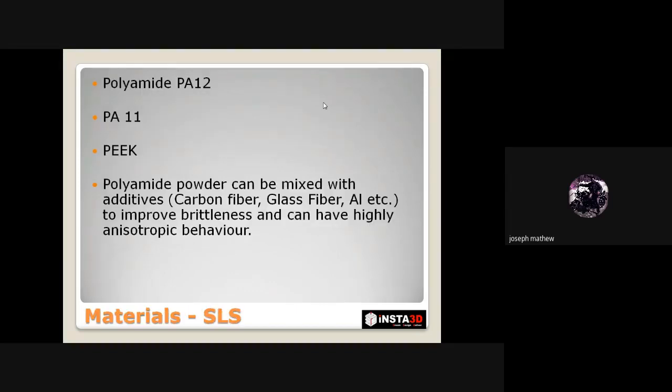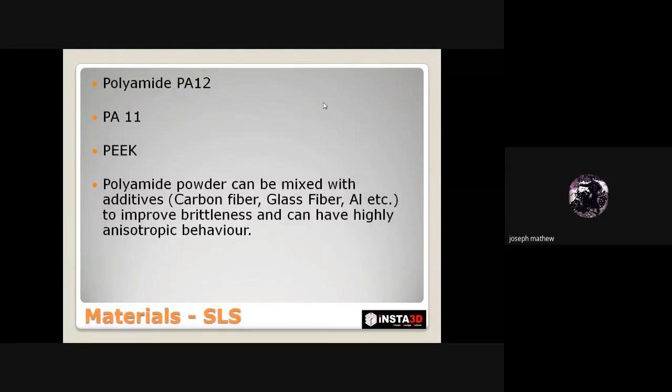So these are the materials used in SLS: polyamide PA12 and the other polyamide PA11, PEEK material. And these polyamide powders can also be mixed with certain additives: carbon fiber, glass fiber, aluminum. Even aluminum can be mixed with polyamide powders to improve the brittleness and can have highly anisotropic behavior.